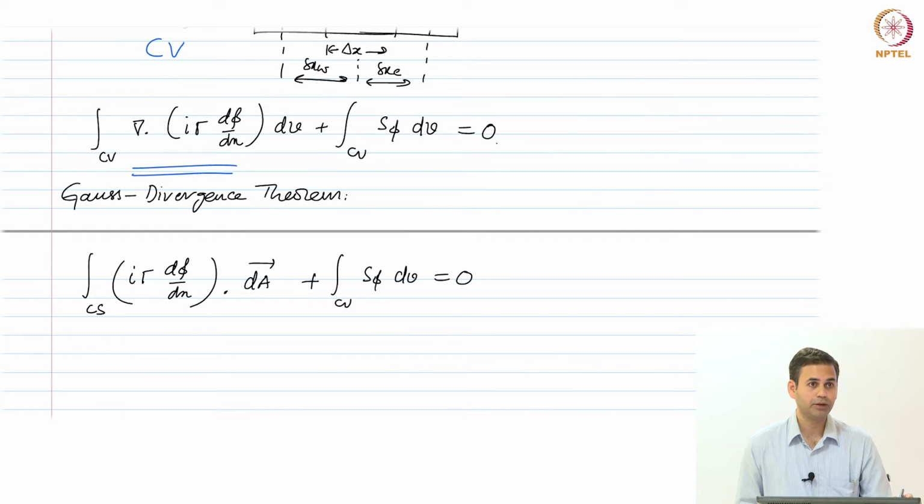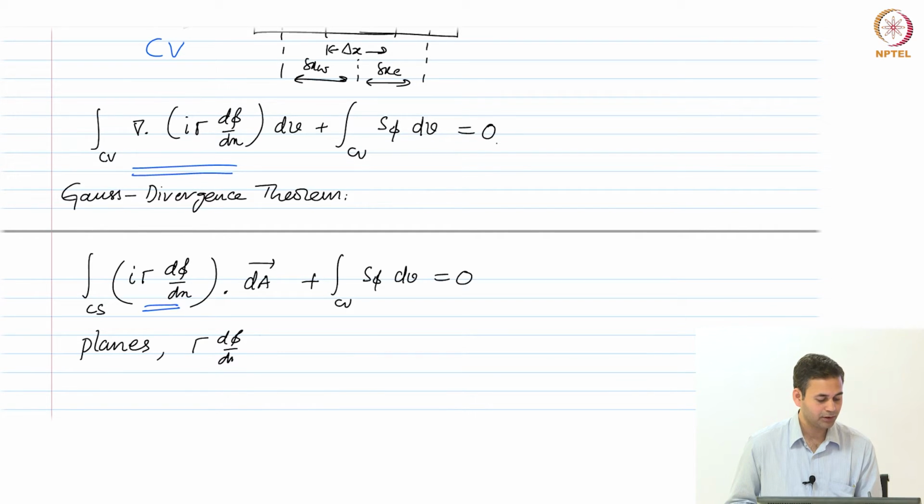Okay. Now we are going to replace this integration with a summation, assuming that the faces that make up the control volume are all planar surfaces. So these are all planes, and this particular value that we have, gamma d phi dx, remains the same over the entire face.